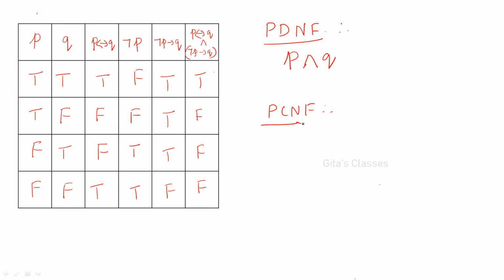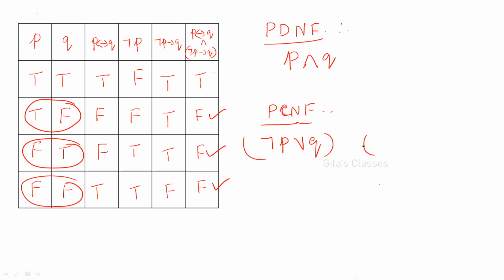Similarly, for PCNF, you consider the false values in the last column and corresponding values. Now you are considering F, no? So for F you write the variable as it is, and for T you write the negation. Now PCNF means what? Principal conjunctive normal form. So you have to consider the max terms. Max term means what? OR. Okay. So now you consider T means negation of P. You consider the negation, because we are considering F, for T you take the negation. So negation of P, OR, Q.